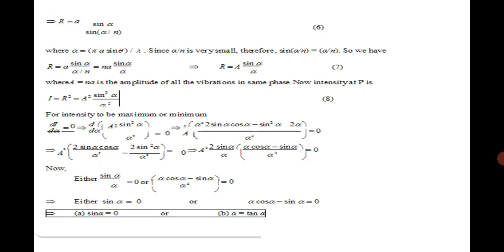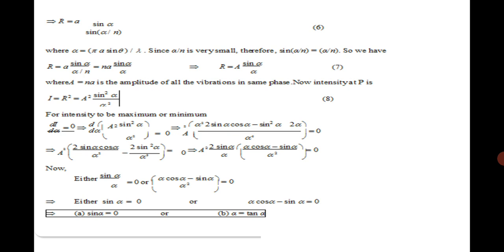So R = A sin α / sin(α/n), where α = π a sin θ/λ. Since α/n is very small, sin(α/n) is approximately α/n. So we have R = A sin α / (α/n), and finally we get R = A0 sin α/α, equation 7, where A0 = nA is the amplitude of all the vibrations in the same phase.